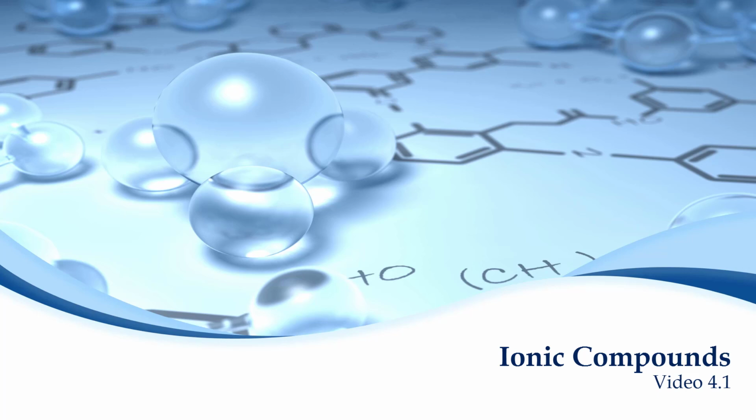In this chapter, we're going to talk about naming different types of compounds. We're going to break it into three different types of compounds. We have ionic compounds, which are charged substances. We have molecular compounds, and then we have acidic compounds.